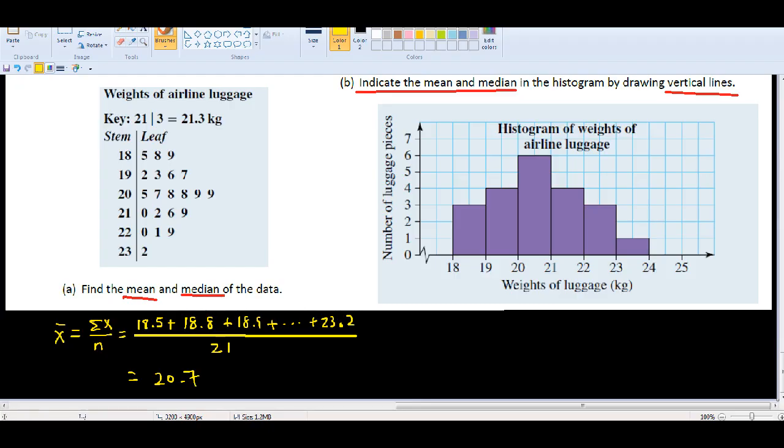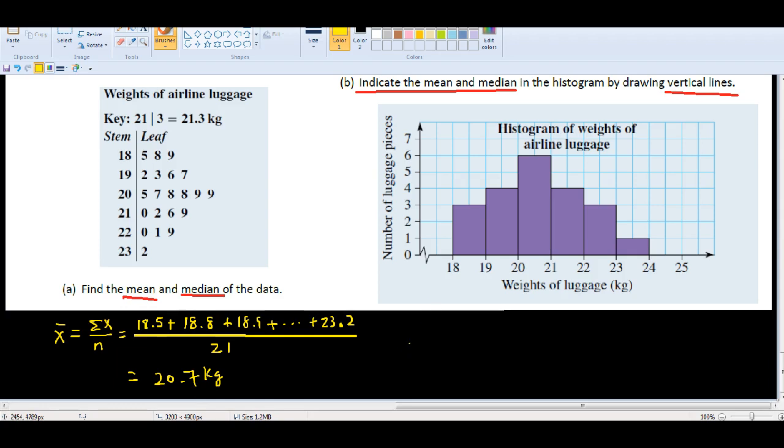Okay, so this is our mean. For mean, you just add all the data. Remember, the first data should be 18.5 kilogram, second should be 18.8, and the last one should be 23.2. You add all of them, and there are 21 data, right? So you divide by 21, you've got 20.7. So that would be a mean.